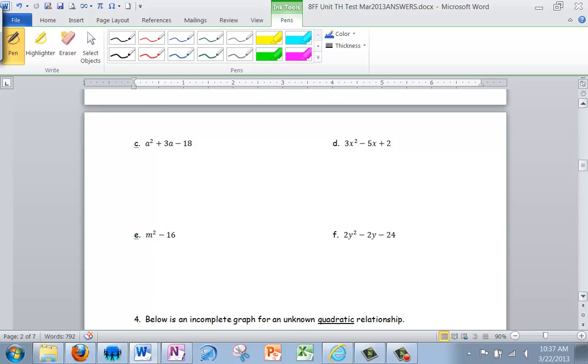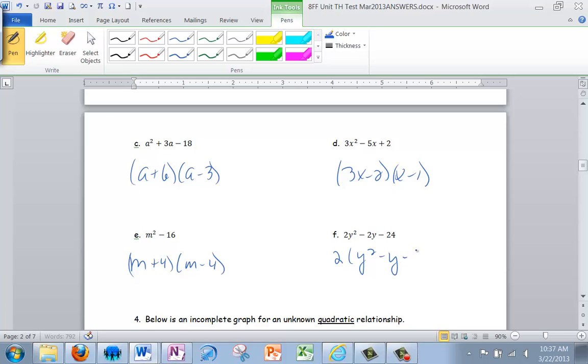Letter C on the next page is a plus 6, a minus 3. Again, watch your signs. D is 3x minus 2, x minus 1. E is a difference of two squares, so you get m plus 4, m minus 4. And F has a GCF first, so the 2 comes out first and leaves you with y squared minus y minus 12, and then you factor that to y minus 4, y plus 3. So if you have any difficulties with any of those, please let me know, because that's very, very important stuff that you need.